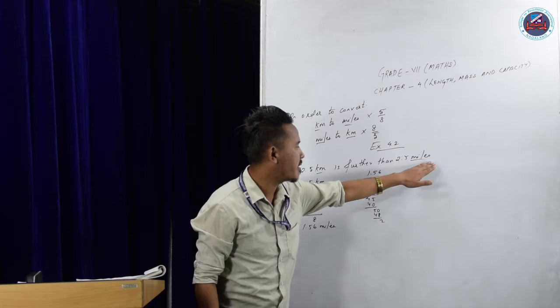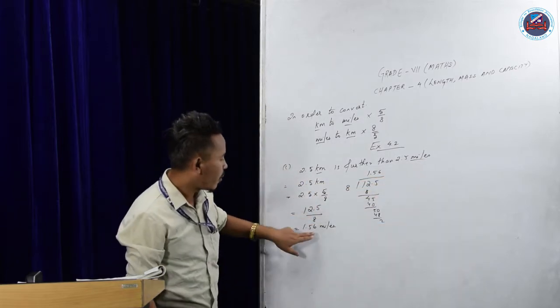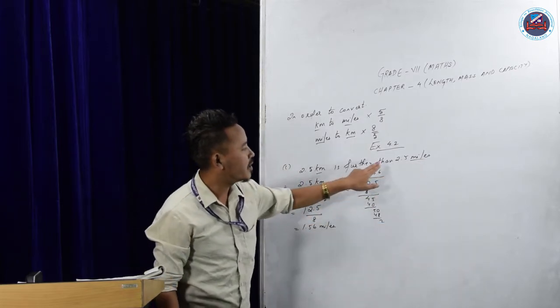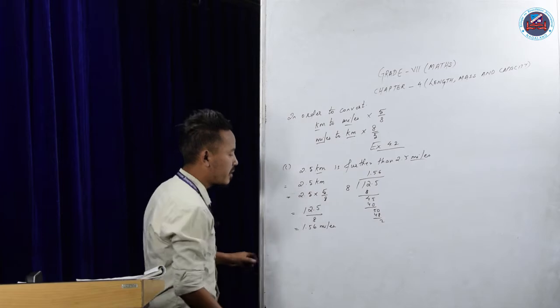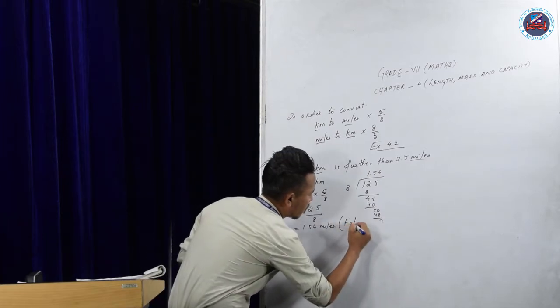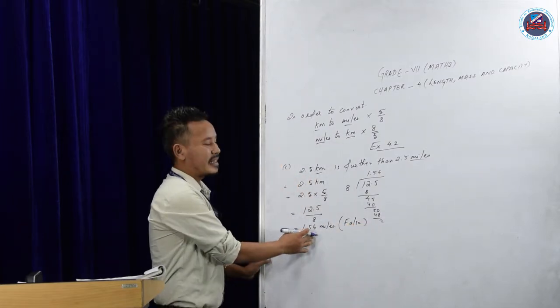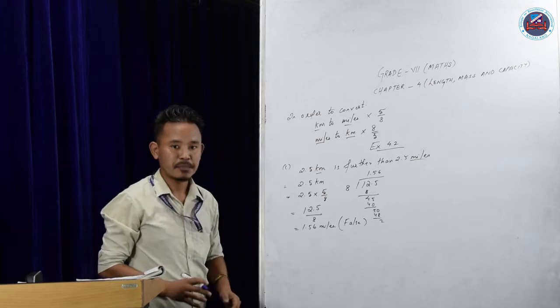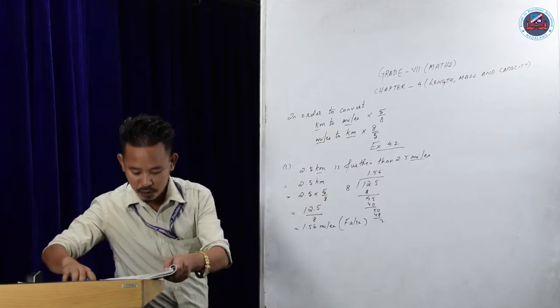Now we can get an easy picture whether 1.56 miles is greater or 2.5 miles is greater. Here it says 1.56 miles is further than 2.5 miles. So the statement here is false, because 1.56 miles is less than 2.5 miles. I hope that is clear with you. Okay, let's move on to question number 2.